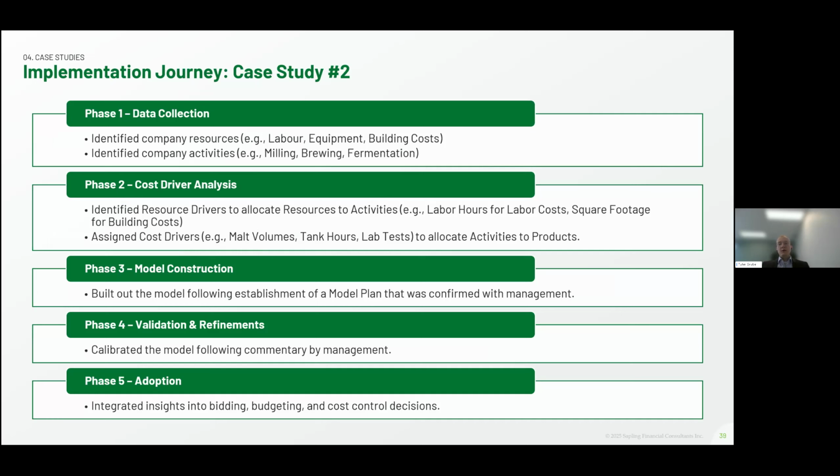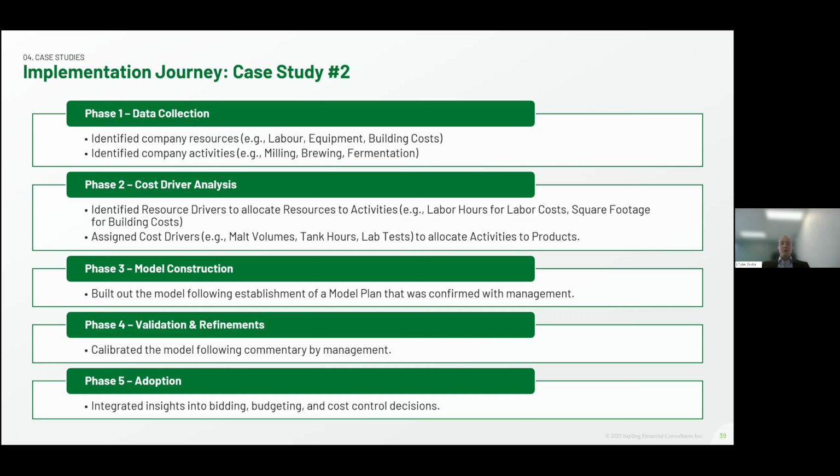So again, let's walk through the 5-phase implementation journey in this case for this project. So the first phase began with data collection, identifying key company resources like labor, equipment, and building costs, as well as operational activities like milling, brewing, and fermentation. Next, phase 2 involves cost driver analysis, where we matched resources to activities using resource drivers. For example, labor hours for labor costs and square footage for building expenses. We then assigned cost drivers like malt volumes and tank hours to allocate activity costs to products.